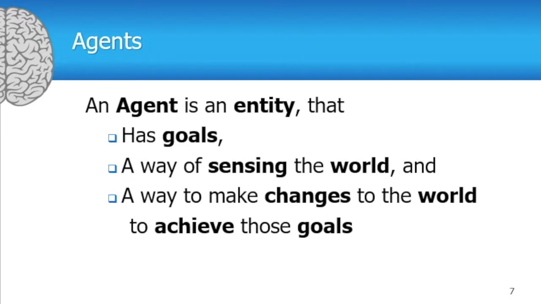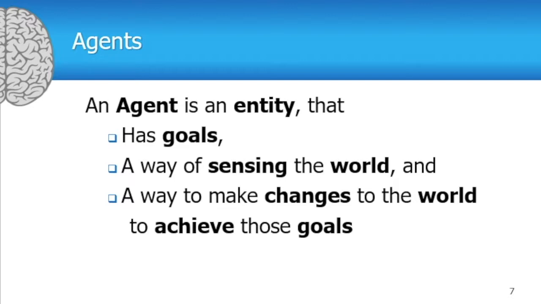By this definition, a human is an agent. We have lots of goals, but all the goals could be placed into three major categories: to survive, to reproduce, and to be social. We can sense and change the world, and we seem to be successful at achieving many of our goals. So we are all agents.